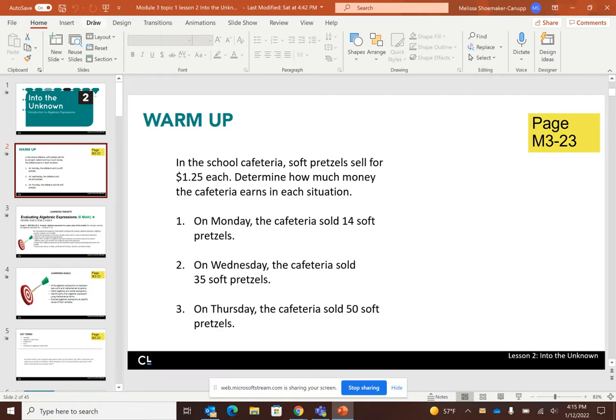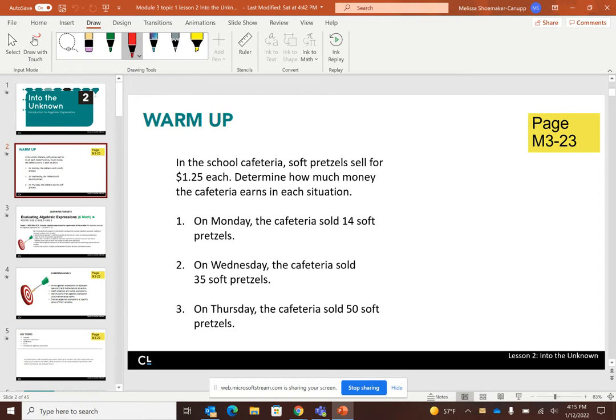This is on page M323. So go ahead and open up your textbook. And we're just going to warm up. In the school cafeteria, soft pretzels sell for $1.25 each. Determine how much money the cafeteria earns in each situation. So we're just thinking about, how do I figure that out?